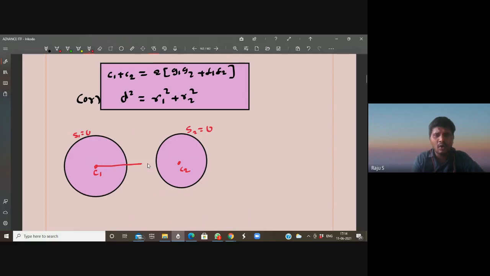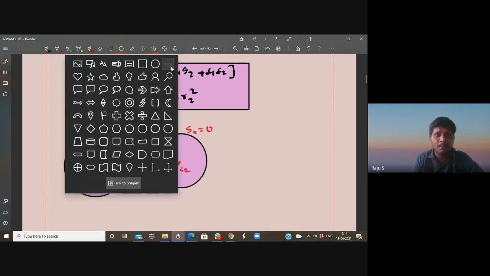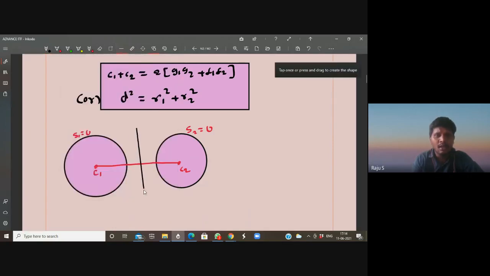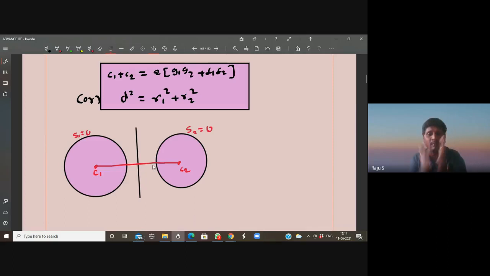When we join these two circles, the radical axis is always perpendicular to the line which joins the centers of the given two circles. This is the radical axis. The radical axis is always perpendicular to the line segment joining the two centers. Okay, this is the first condition to remember.